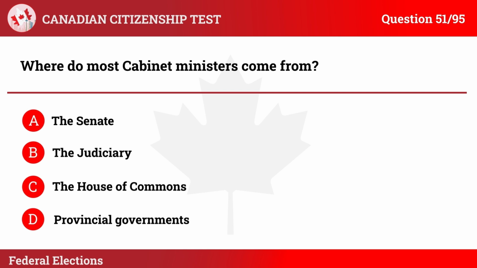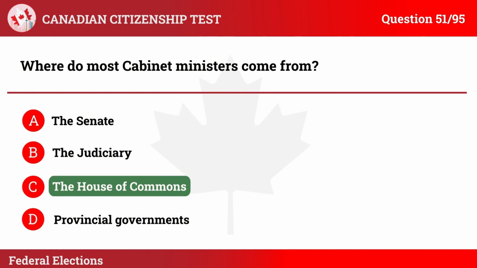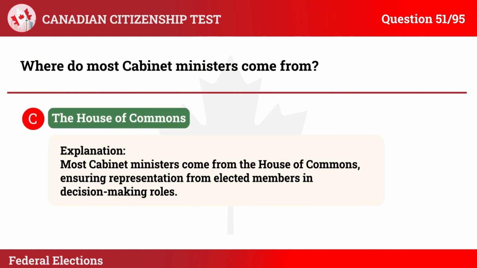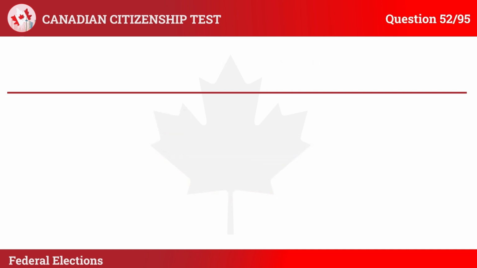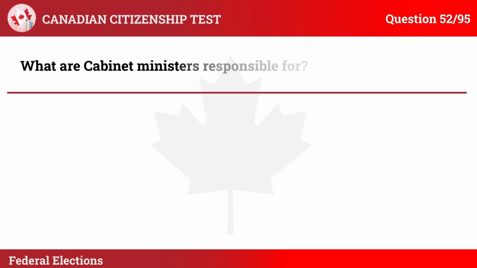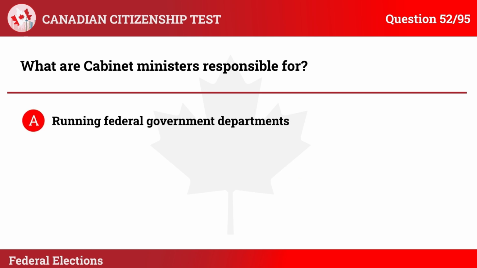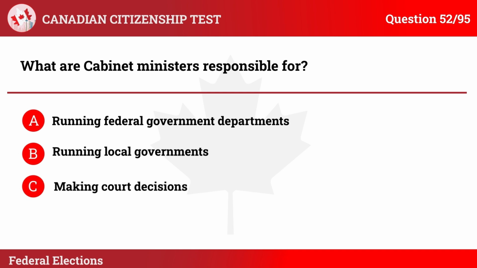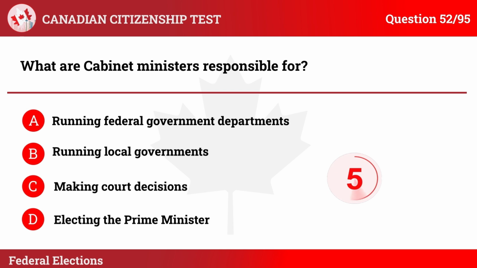The correct answer is C. The House of Commons. Explanation: most cabinet ministers come from the House of Commons, ensuring representation from elected members in decision-making roles. Question 52. What are cabinet ministers responsible for? A. Running federal government departments. B. Running local governments. C. Making court decisions. D. Electing the Prime Minister.